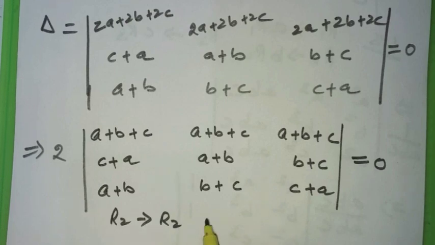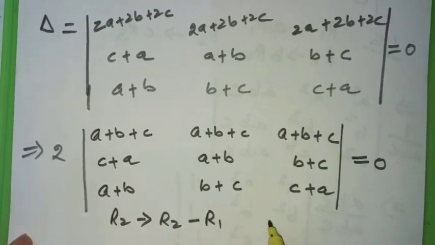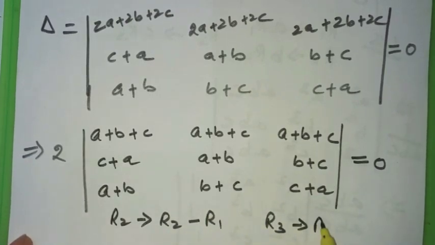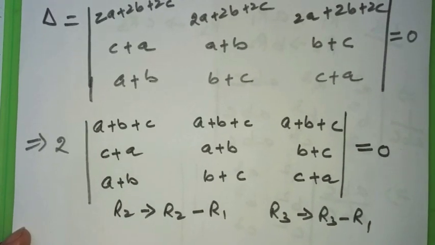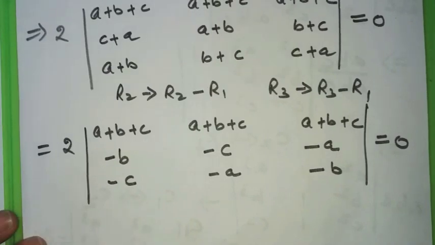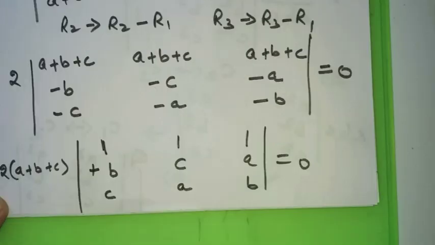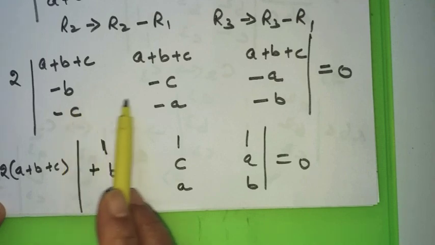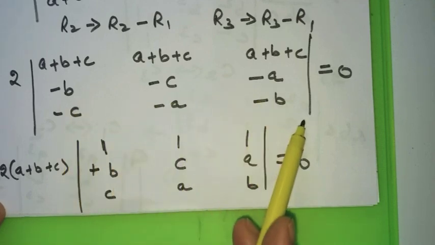I will subtract row 1 from the second row, and from the third row also I will subtract row 1. So I get this determinant. Now after this I will do this operation. I will take a plus b plus c common from the first row, and we take negative common from the second row, negative common from the third row.